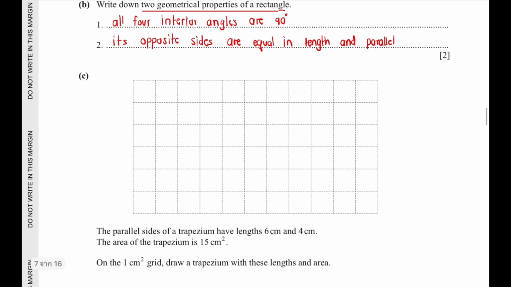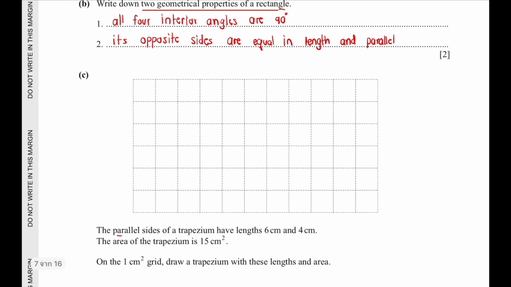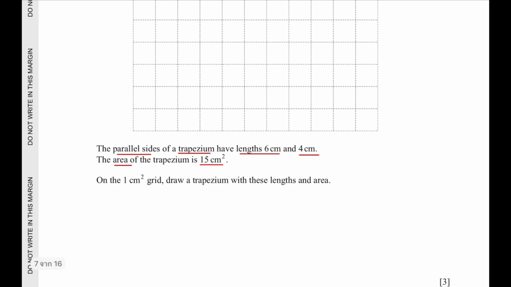Question C. The parallel sides of a trapezium have lengths of 6 cm and 4 cm. The area of the trapezium is 15 square centimeters. So on the one square centimeter grid, draw a trapezium with these lengths and area.